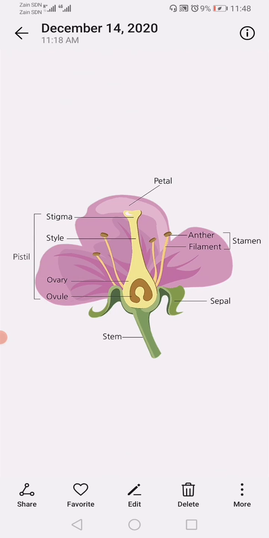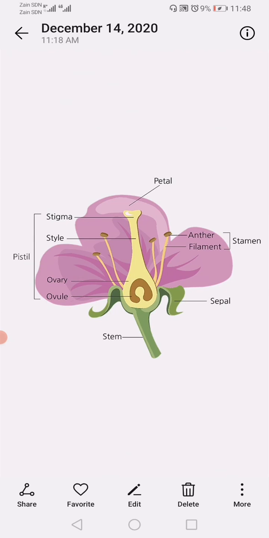That part in the center represents the female reproductive organ: stigma, style, ovary, ovules, and eggs inside the ovules. And the male part, which is called the stamen, consists of the anther and filament and pollen grain inside the anther.